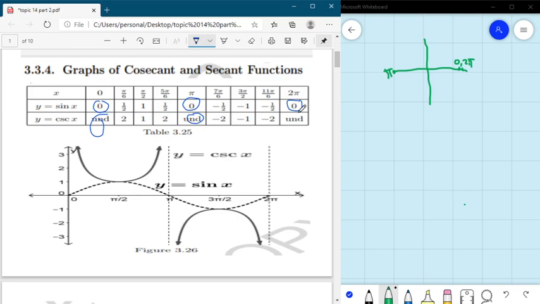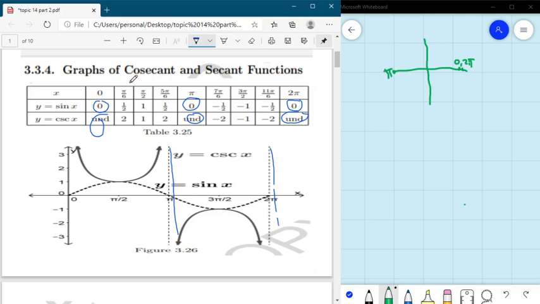So at those parts along the y-axis, the cosecant is undefined. That is why we draw a broken line, because the graph of cosecant gets closer and closer to that line, meaning they are the asymptotes, the vertical asymptotes of the graph.